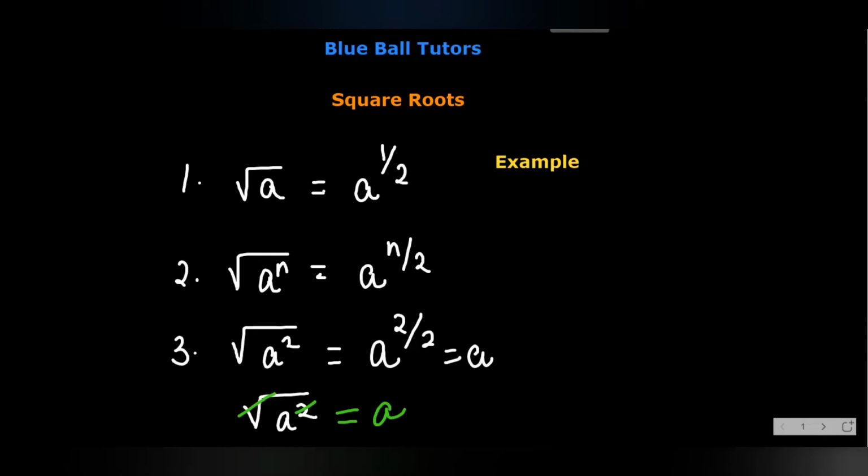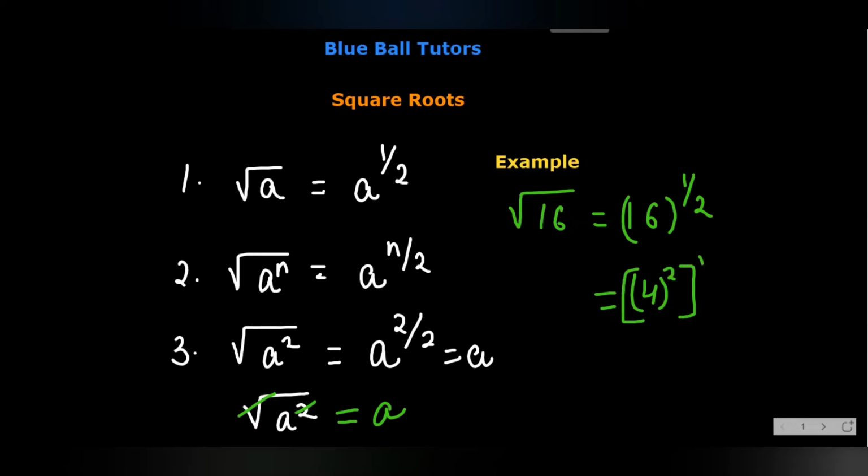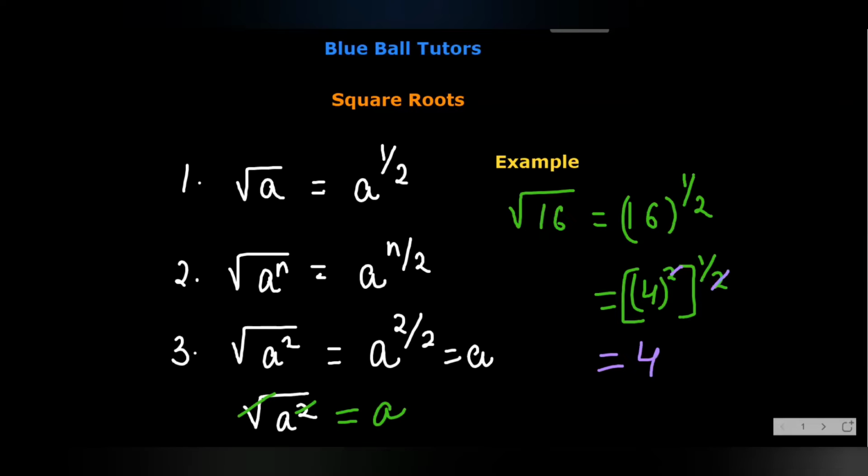Let's take one example of this type. Let's see what is square root of 16. So, I can say that square root of 16 can be written as 16 raised to half. And I can write 16 as 4 square, because 4 times 4 is 16, raised to half. And then I can say that 2 and 2 will cancel out and I will just be left with 4. So I can say that square root of 16 is 4.